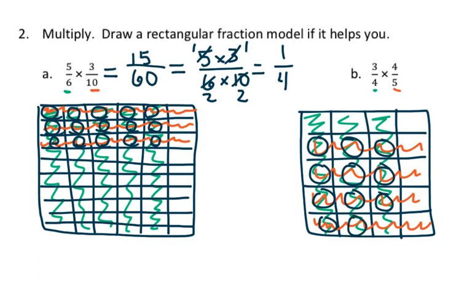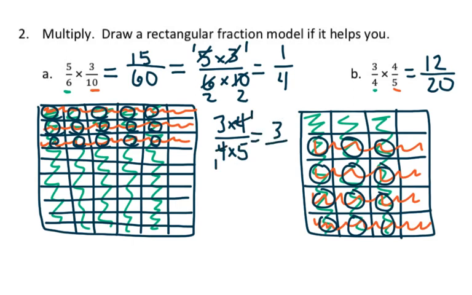9, 10, 11, 12. So it would be 12 for the numerator, and it's 12 out of the whole thing, and there's 20 pieces there, so it's 12 out of 20. I'm going to try to do it right over here. So I can also write it as 3 times 4 over 4 times 5. Okay, and these simplify. And the correct fraction would be 3/5. So 3/4 times 4/5 is 3/5.